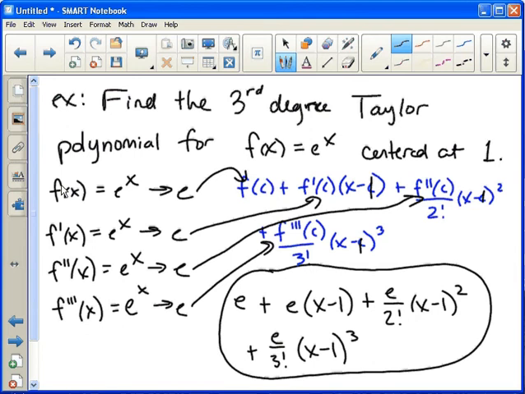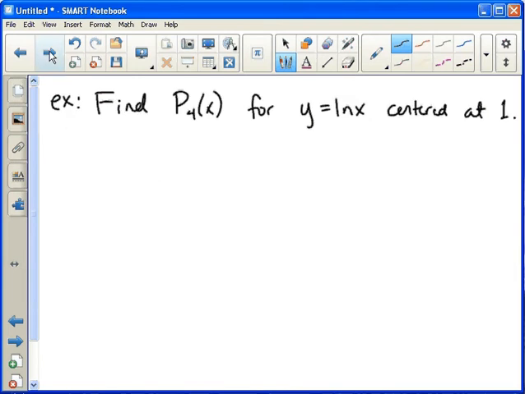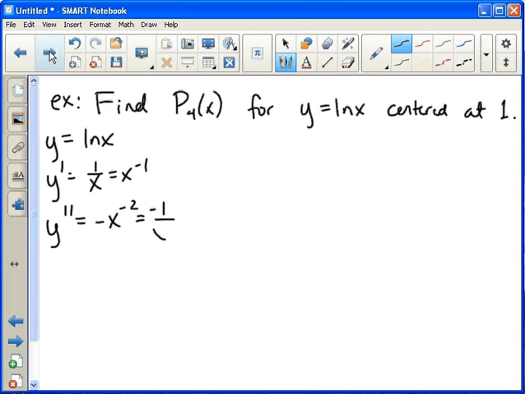Okay, next example. Find the fourth degree Taylor polynomial for y equals the natural log of x centered at 1. Okay, so we get y equals the natural log of x. y prime is 1 over x, or x to the negative 1. y double prime would be negative x to the negative 2, which is negative 1 over x squared. y triple prime is positive 2x to the negative 3, or 2 over x cubed.